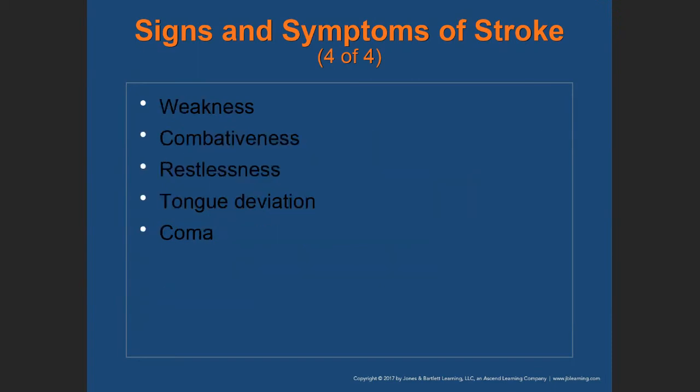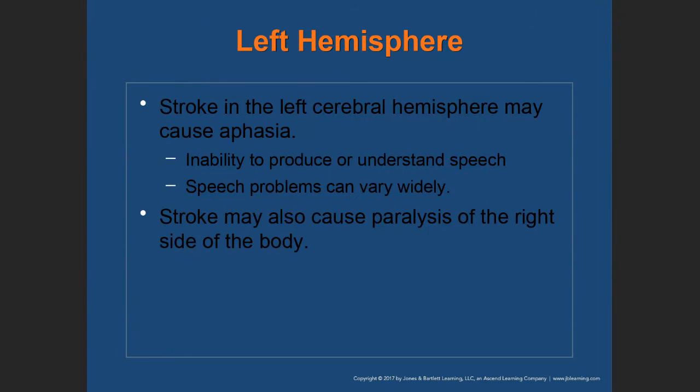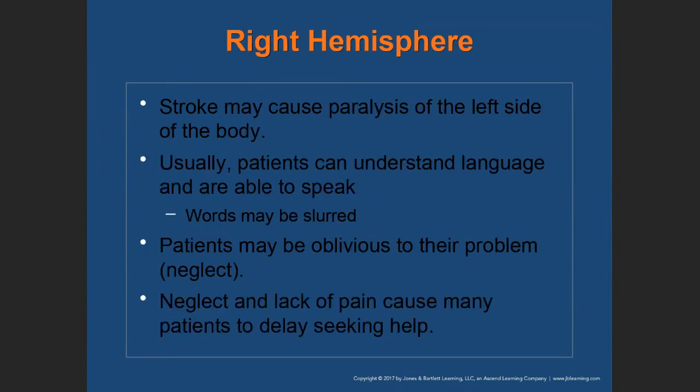All right, now the left hemisphere. Stroke in the left cerebral hemisphere may cause aphasia, the inability to produce or understand speech. Speech problems can vary widely. Stroke may also cause paralysis of the right side of the body. That's left hemisphere. So when you're studying, pay attention to what you need to look for if it is the left hemisphere. Pay attention to what you need to look for if it is the right hemisphere.